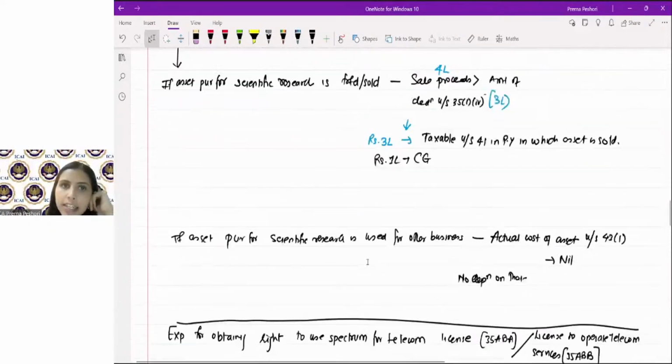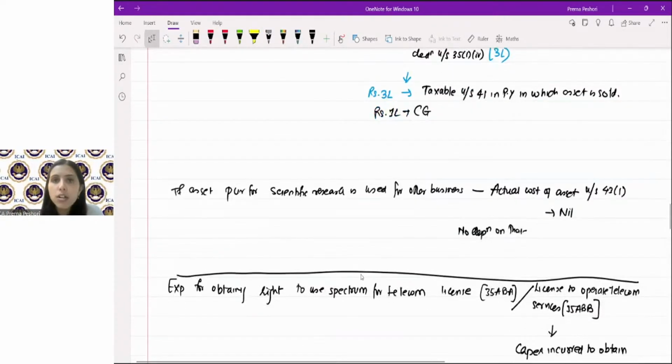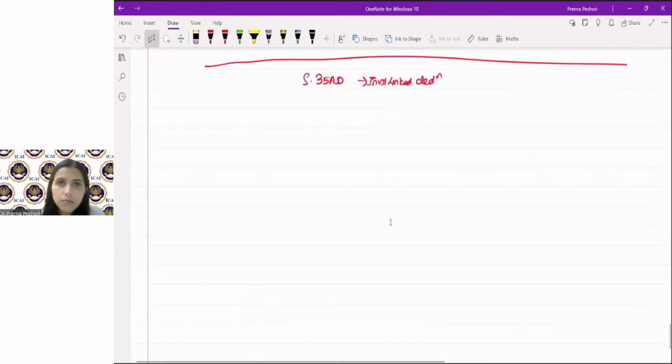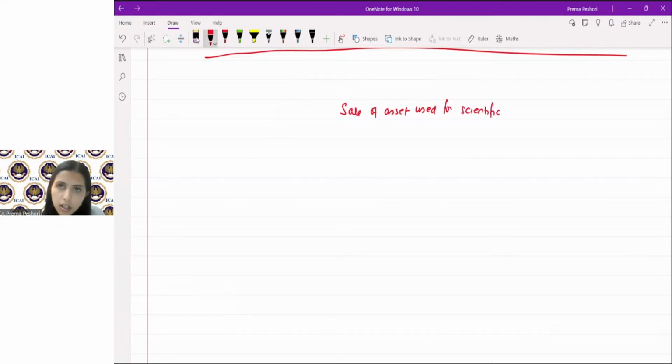There's one doubt regarding the scientific research expenditure, the scientific research asset which is sold. So I can make a small chart for you for the scientific research asset which is transferred or sold. You can make it here. So for sale of asset, you will understand by this chart more easily. Asset used for scientific research, right?